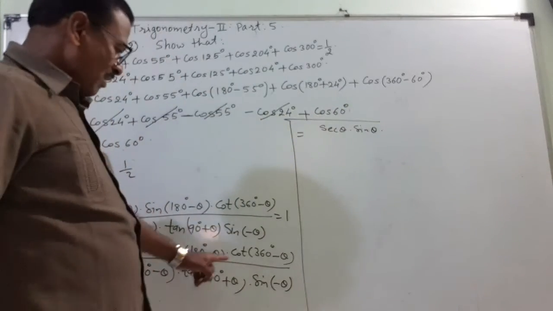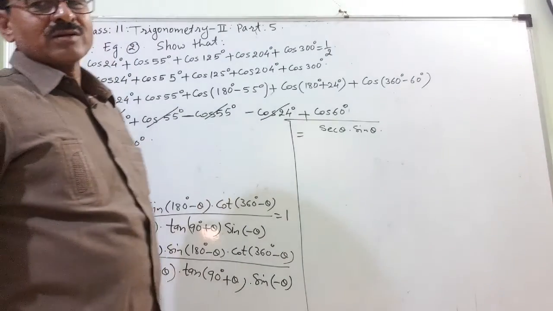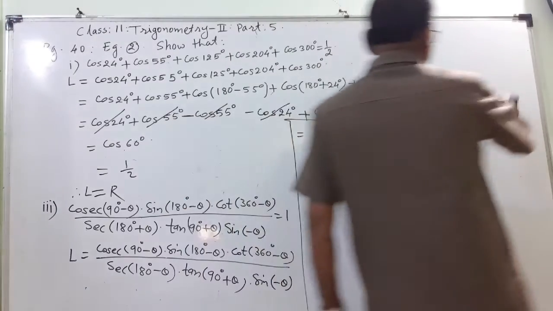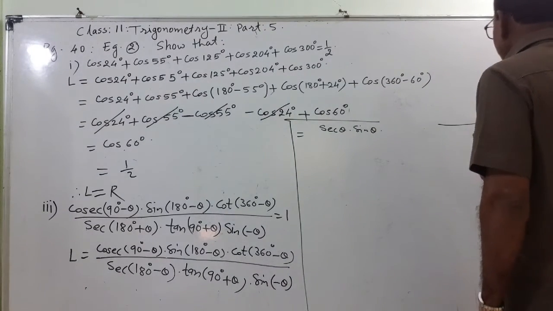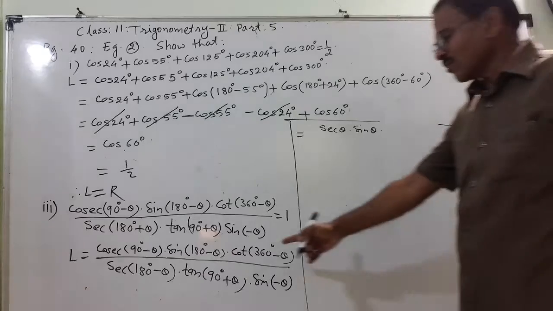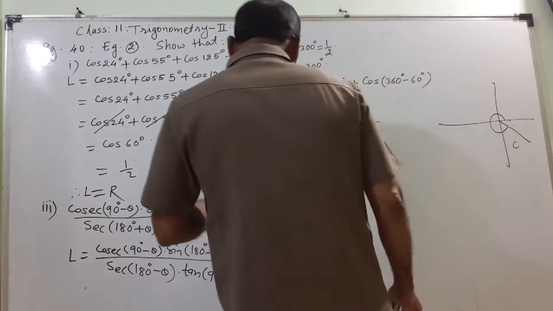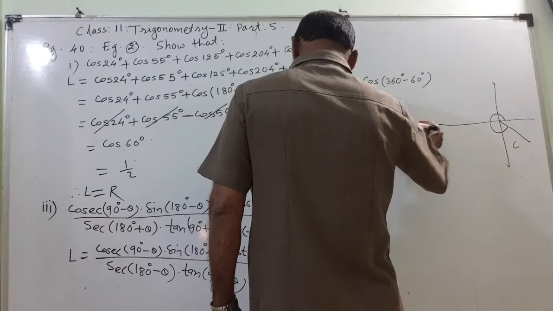Into, now cot of 360 minus theta. Which quadrant? Fourth quadrant. If I go like this, this will be 360. Minus something, it will fall in here. So it will be the fourth quadrant. Here cos is positive, and what am I searching? Cot I am searching. So it will be negative. So minus cot theta.